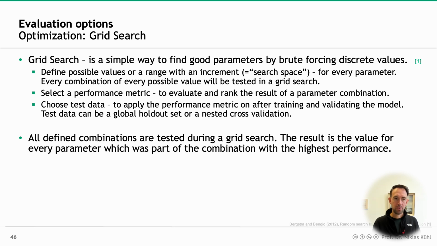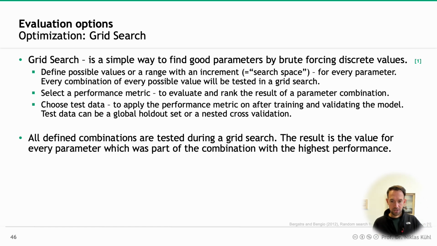And one of the most common ways to try this out is a so-called grid search. It's a very simple way of finding good parameters by simply brute forcing discrete values that you predetermined yourself. So what you do here is you define the possible values, or the range of values with an increment. This is called the search space, and you do that for every parameter. And now what will happen is your grid search will brute force every combination of every possible value and test it in this so-called grid search.